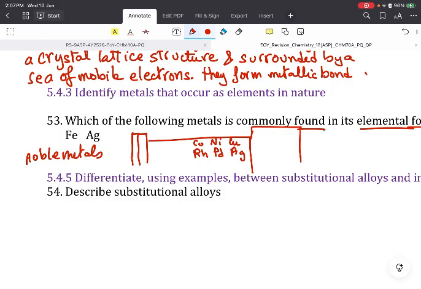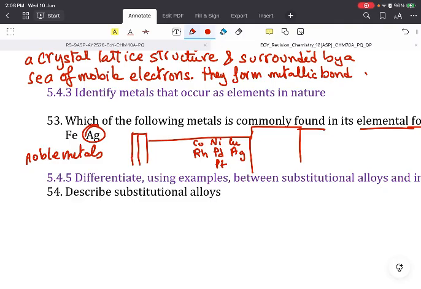By the way, we also have platinum with them. Let me just check the periodic table to make sure. Platinum is down here under palladium, but this one is with them. So you have gold, platinum, silver, palladium, copper, nickel. These are so well known.